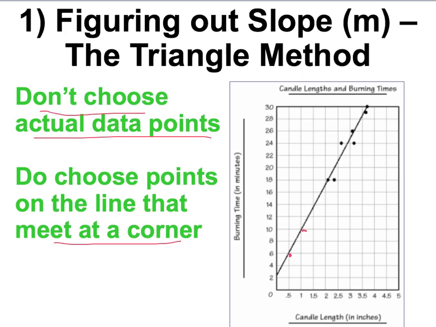So, how do we figure out that slope? We can draw a triangle, and here's our triangle. What's the rise? Well, we're rising from 6 to 10, so to figure out the rise, we take 10 minus 6. To figure out the run, we're going from 0.5 to 1, so we say 1 minus 0.5. If we simplify that, we have 4 over 0.5. If you use your calculator to figure that out, you'll see that the slope is 8.